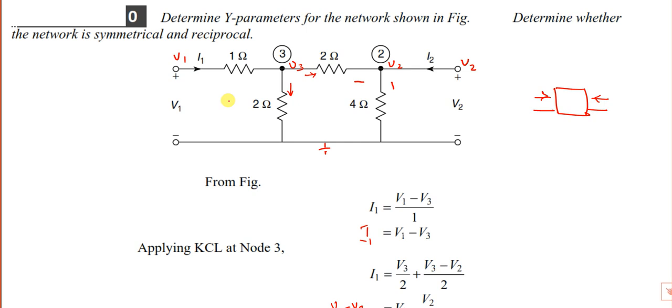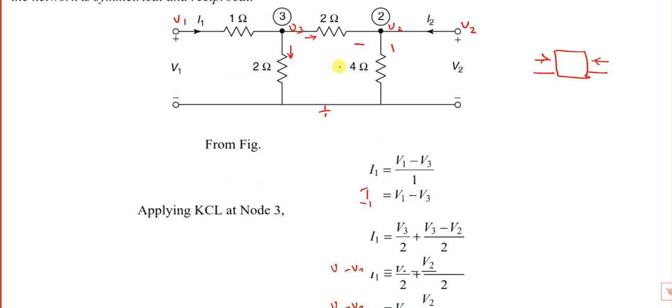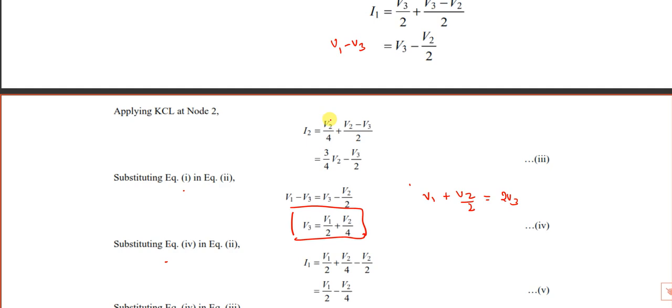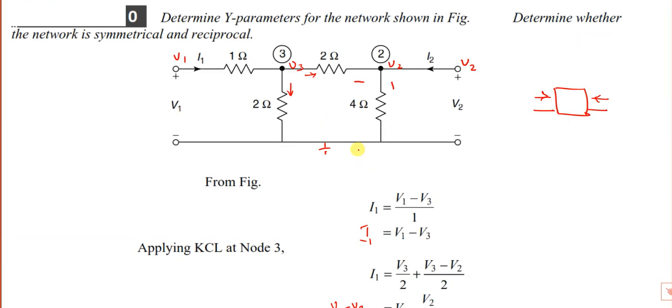Okay, so what is the expression? It is I2 is equal to V2 minus 0 by 4, V2 minus V3 by 2. You can write like this: this current is equal to this much and this current is equal to this much. This I2 is equal to V2 minus 0 by 4, V2 minus V3 by 2.